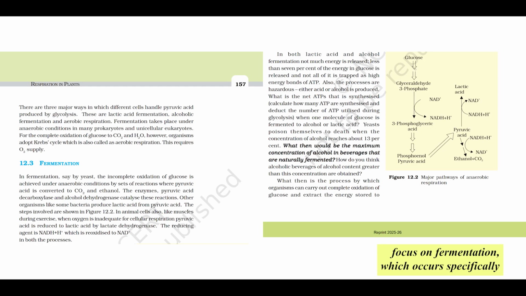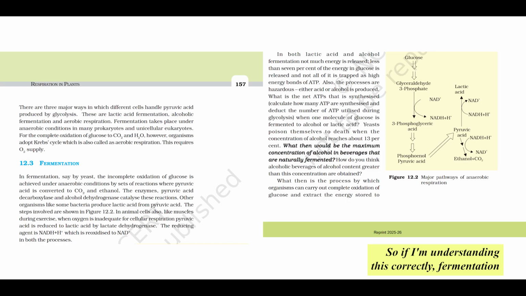Today, we'll first focus on fermentation, which occurs specifically under anaerobic conditions, meaning in the complete absence of oxygen. This pathway is a critical survival mechanism common in many prokaryotes, such as certain types of bacteria, and importantly, in unicellular eukaryotes like yeast. It's a vital alternative for organisms when oxygen is scarce. Let's delve into the 2 primary types of fermentation relevant for your exams.